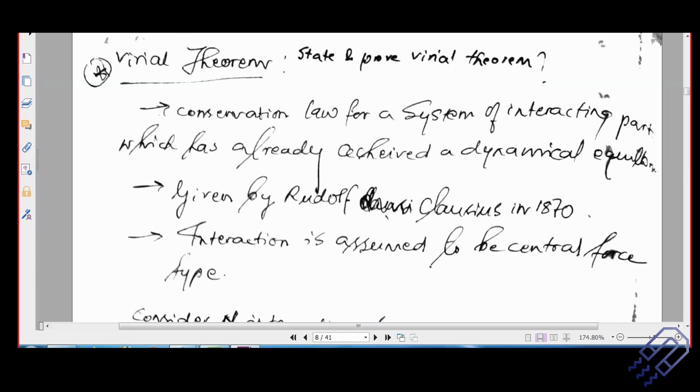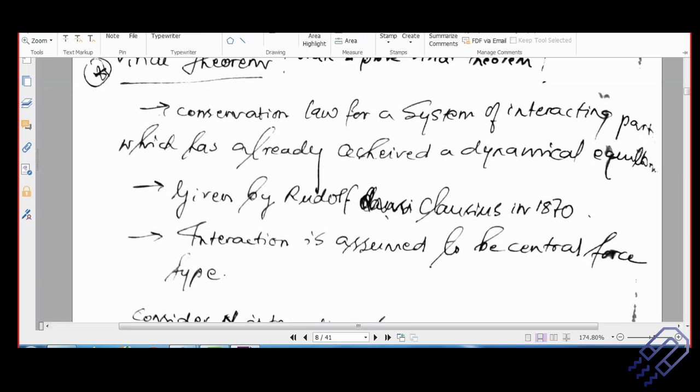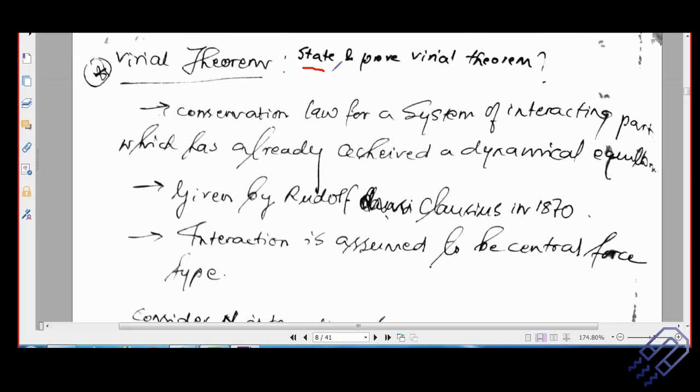The probable question, which I have asked your seniors also last time, is nothing but: state and prove the Virial theorem. This will be an important question, and a descriptive one as well. Four to five marks is okay for this. So let's read some of the introducing lines to this particular theorem.